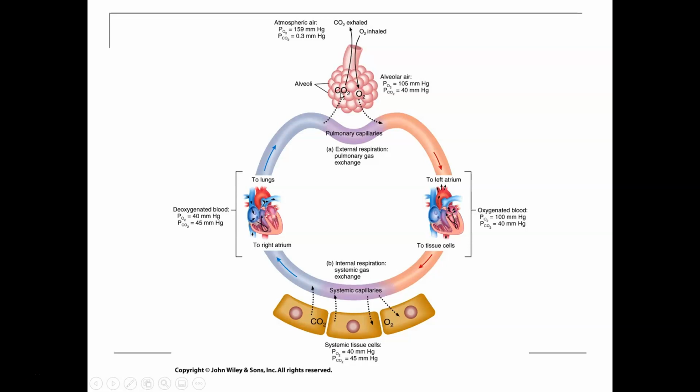CO2, why does it move in the opposite direction? Again, look at the gradient. The partial pressure of CO2 coming into the lungs is 45 millimeters of mercury. The partial pressure in the alveoli is only 40. So there's a gradient. And in this case, going down the gradient means going from the blood to the alveoli. So in each case, the molecules are moving down their respective partial pressure gradients. That's external respiration.